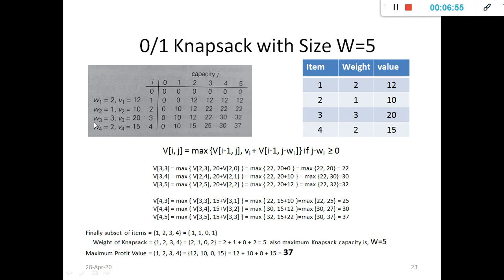Now consider the item 3 with its weight 3 and value 20. Now try to insert item 3 into this table at the position 3 because its weight is 3. But when you include this item 3 into the knapsack, you are exceeding the available knapsack size. That is, already two items are inserted into the knapsack and their size is 2 plus 1, 3. And when you try to insert the third object of weight 3, it will become 2 plus 1 plus 3 is equal to 6, and 6 will exceed the available knapsack capacity, that is 5.